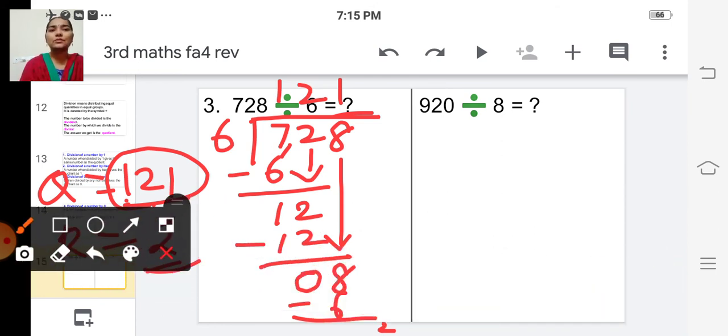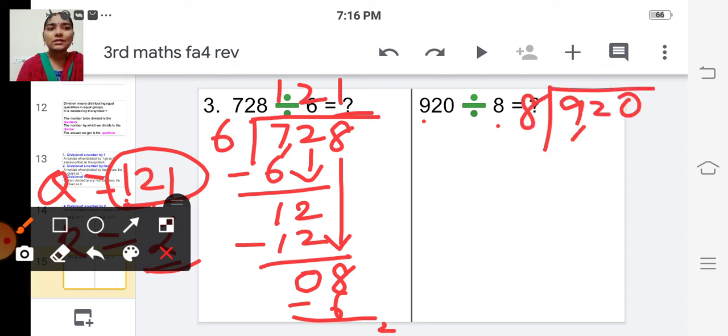Now look at the next problem. 920 divided by 8. So consider first digit 9. 8 ones are 8, and subtract: 9 minus 8 is 1. And now bring down this 2 here. So how many times? 8 twos are 16, isn't it? So only one time it will go.